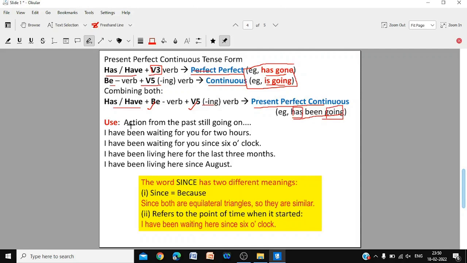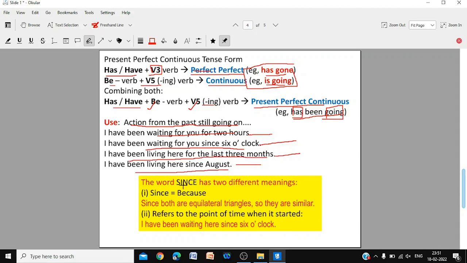When we use it, actions from the past still going on, still not complete. I have been waiting for you for 2 hours and I'm still waiting. I've been waiting for you since 6 o'clock and I'm still waiting. I've been living here for the last 3 months and still now I'm living here. I've been living here since August and still I'm living.